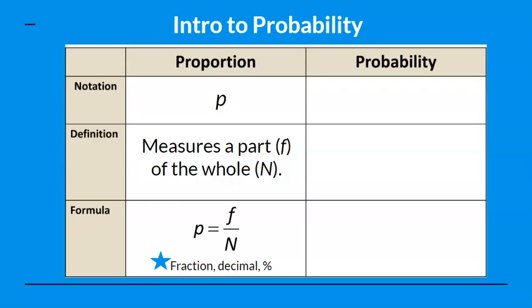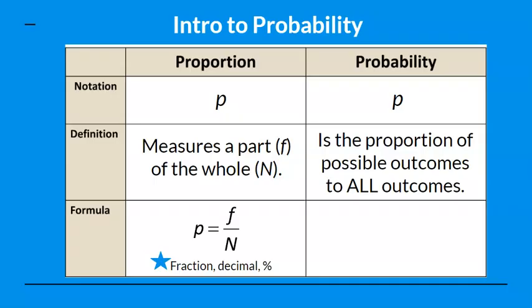So let's introduce probability. In statistical notation, probability is also lowercase italicized p. Why does probability have the same notation as proportion? The answer is because probability and proportion are the same thing. Probability is just a fancy way of saying proportion. Heck, the definition of probability even uses the word proportion.